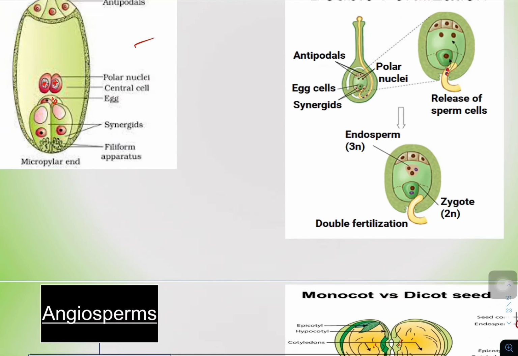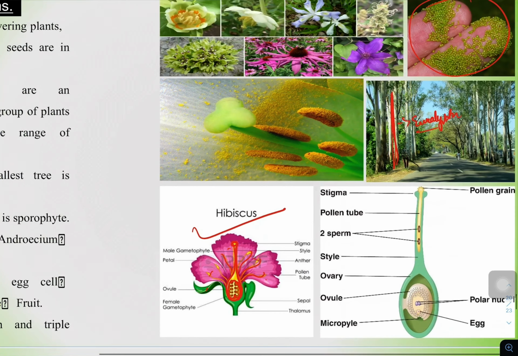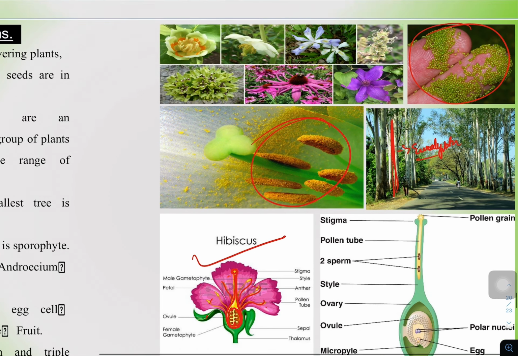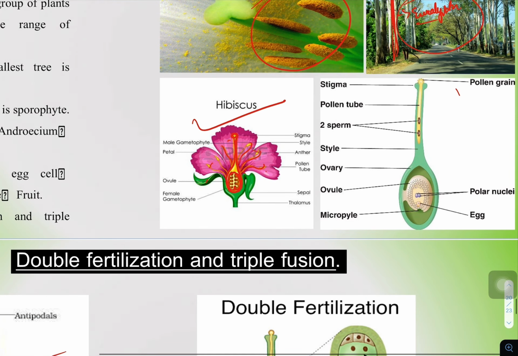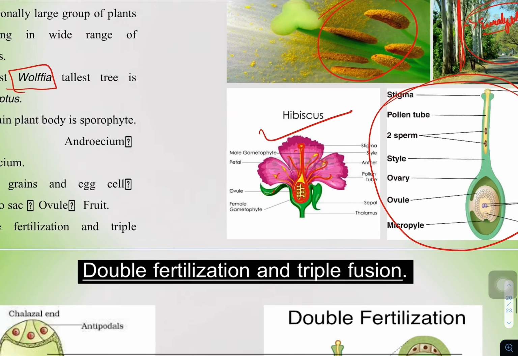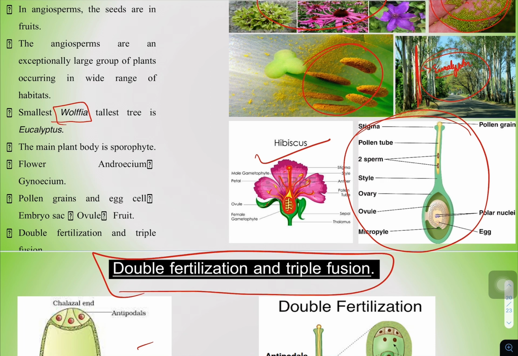Okay, the thing you need to remember here is what a flower is. Then this is the anther. These are the different flowers. This is the smallest angiosperm. This is the tallest angiosperm. This is the female reproductive structure. If you remember this, and along with this you remember what double fertilization and triple fusion are, you can answer any type of question from this topic.